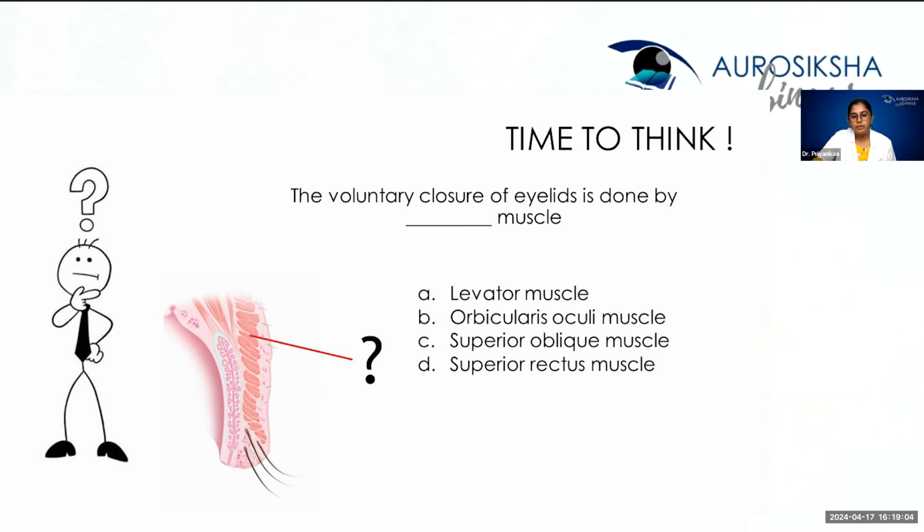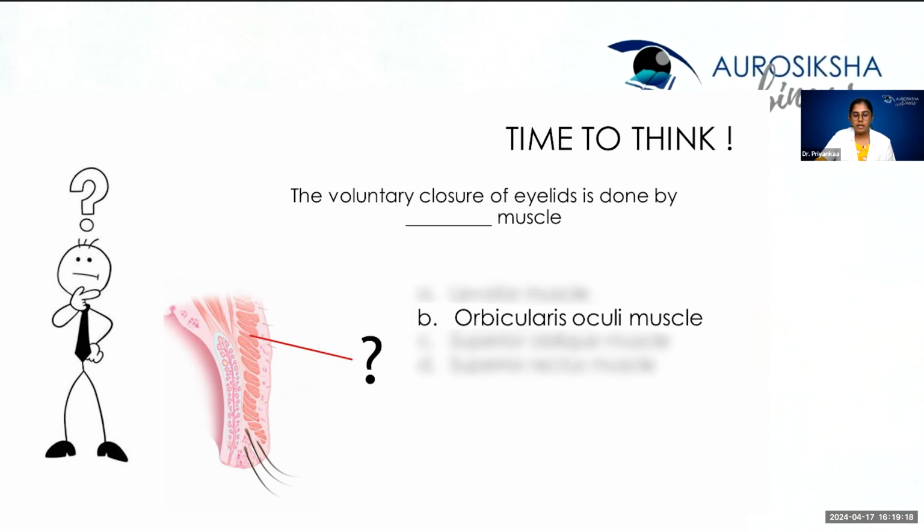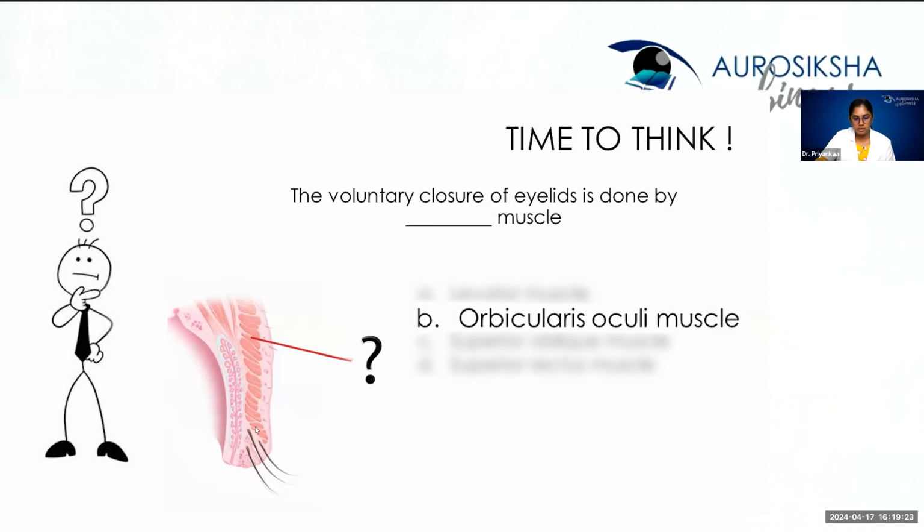There is a small confusion between the levator and the orbicularis muscle, I guess. The levator muscle we'll be talking about in a few slides. It is nothing but an elevator of the eyelid. The correct answer would be the orbicularis oculi muscle, which is responsible for the closure of the eyelids. As you can see, this muscle is called the orbicularis oculi, which is supplied by the facial nerve, or the seventh cranial nerve.